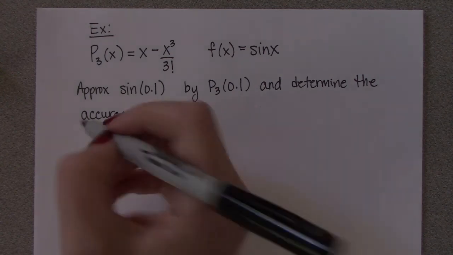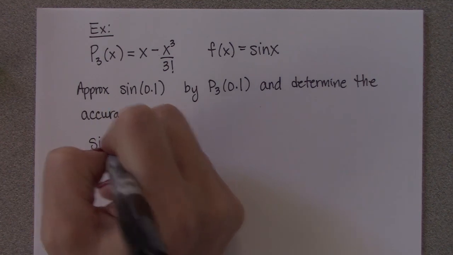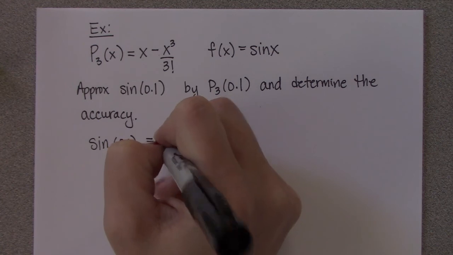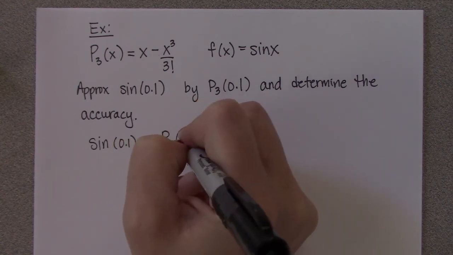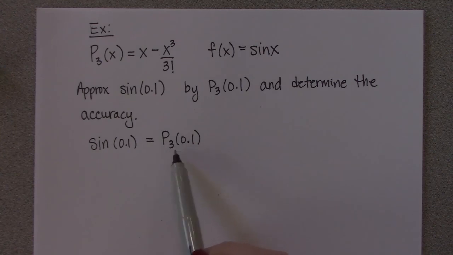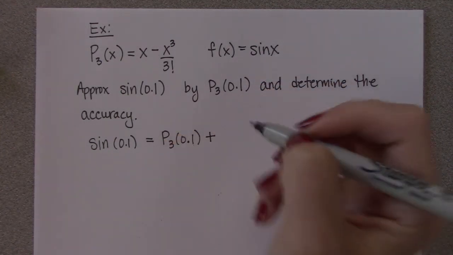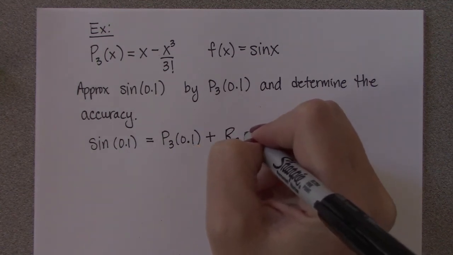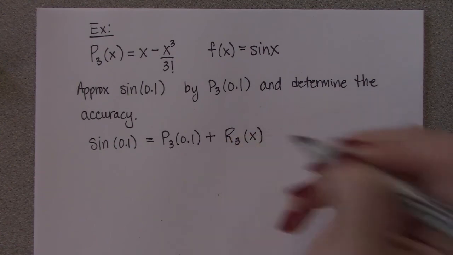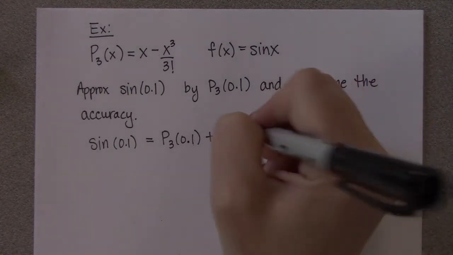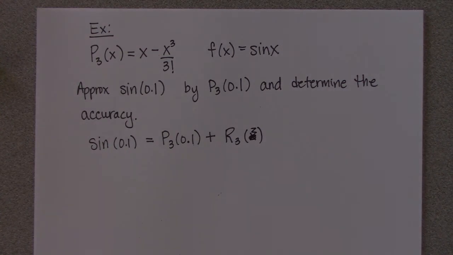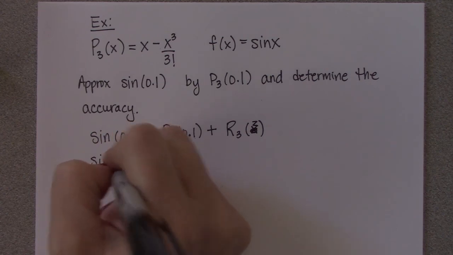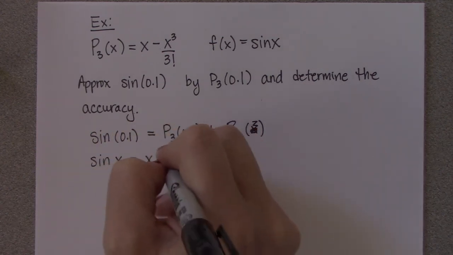So the actual value of sine of 0.1 says, well, we're going to take our function, our polynomial, and plug in 0.1, and then everything else that's left is our remainder, evaluated at Z. So in general terms, what we're saying is sine of x is equal to our polynomial.